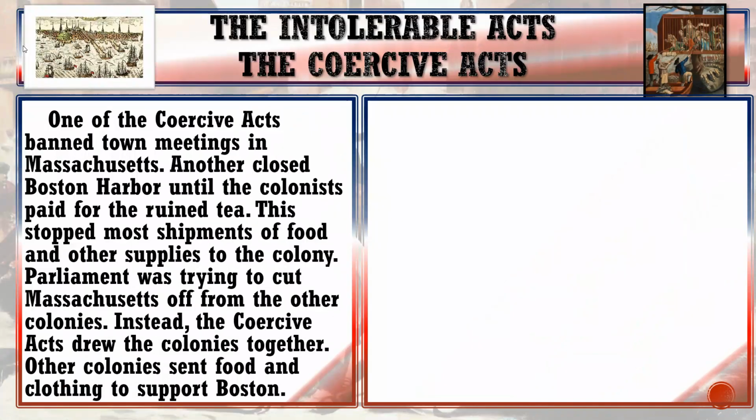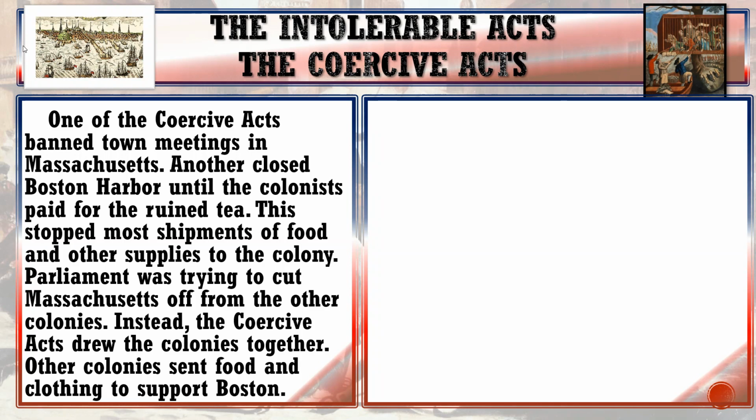I did this one just as one shot. So this is the 3rd paragraph. One of the coercive acts banned town meetings in Massachusetts. Another closed Boston Harbor until the colonists paid for the ruined tea. This stopped most shipments of food and other supplies to the colony. Parliament was trying to cut Massachusetts off from other colonies. Instead, the coercive acts drew the colonies together. Other colonies sent food and clothing to support Boston.